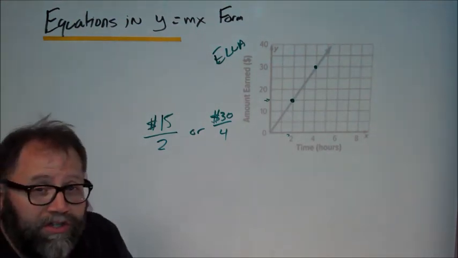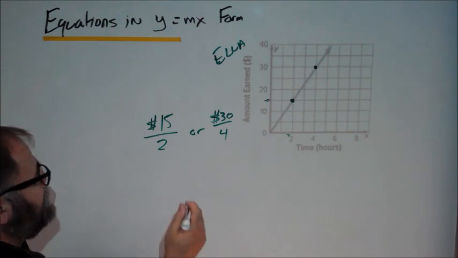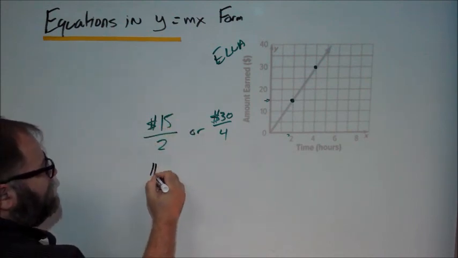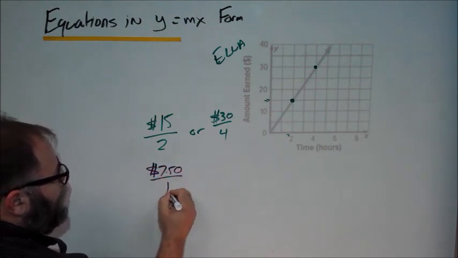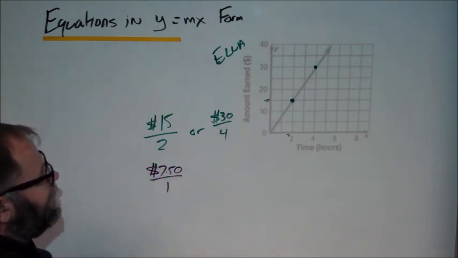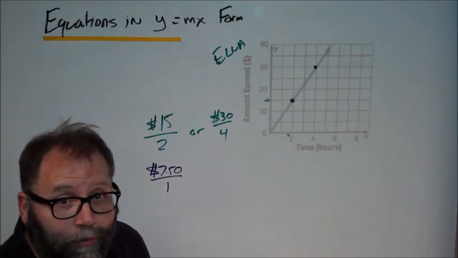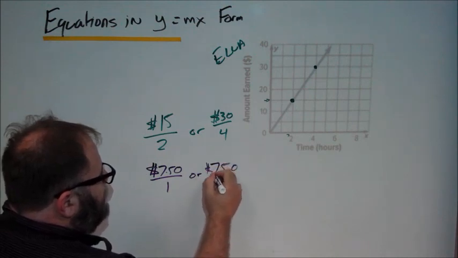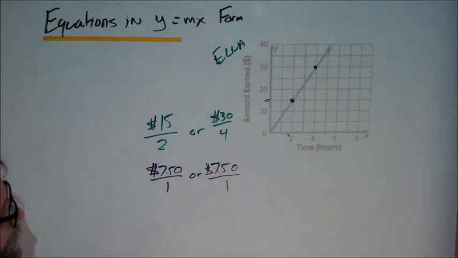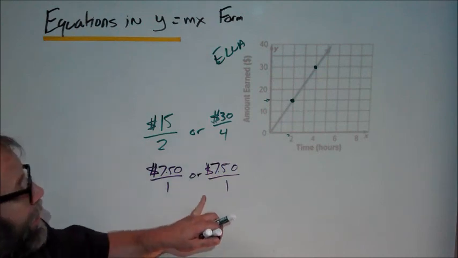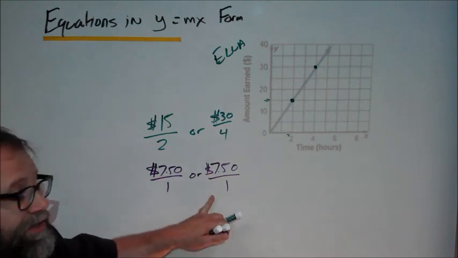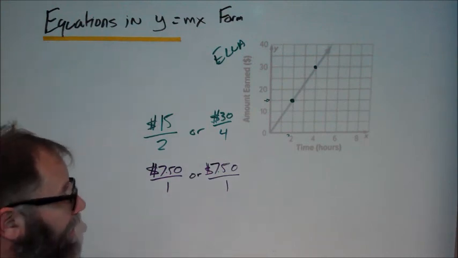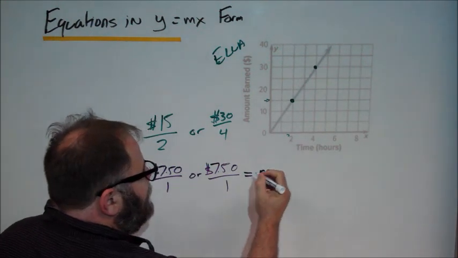So looking at those two, let's check to see if they're the same proportion. If we cut 15 in half, we have $7.50 per hour. If we cut 30 in half twice, which is dividing it by 4, we would also have $7.50 per hour. And what that means is that our constant of proportionality here is $7.50 for every hour. Our unit rate is this, but more importantly, that is the slope.